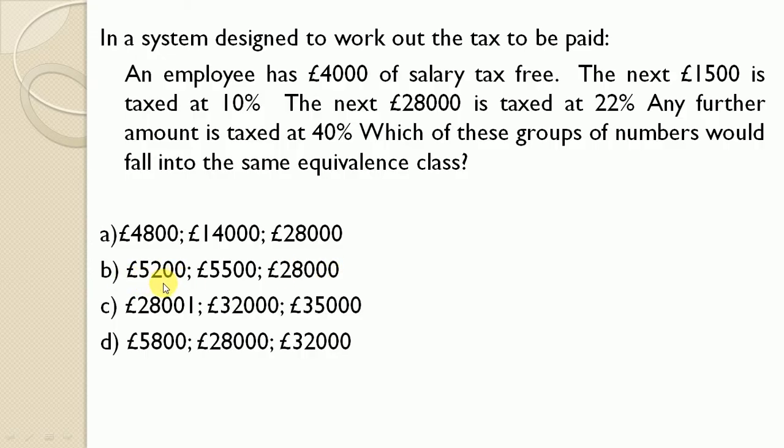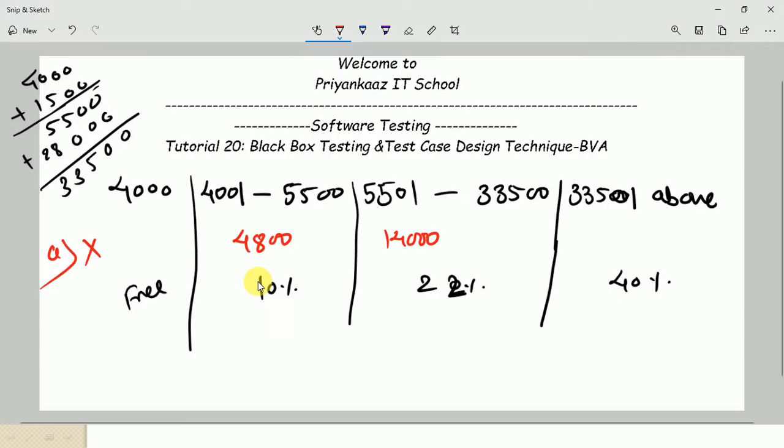If you go for the second option, 5,200 and 5,500. So 5,200 means here. Option B, 5,200 means here. And then we can go for the next option, 5,500, the same.